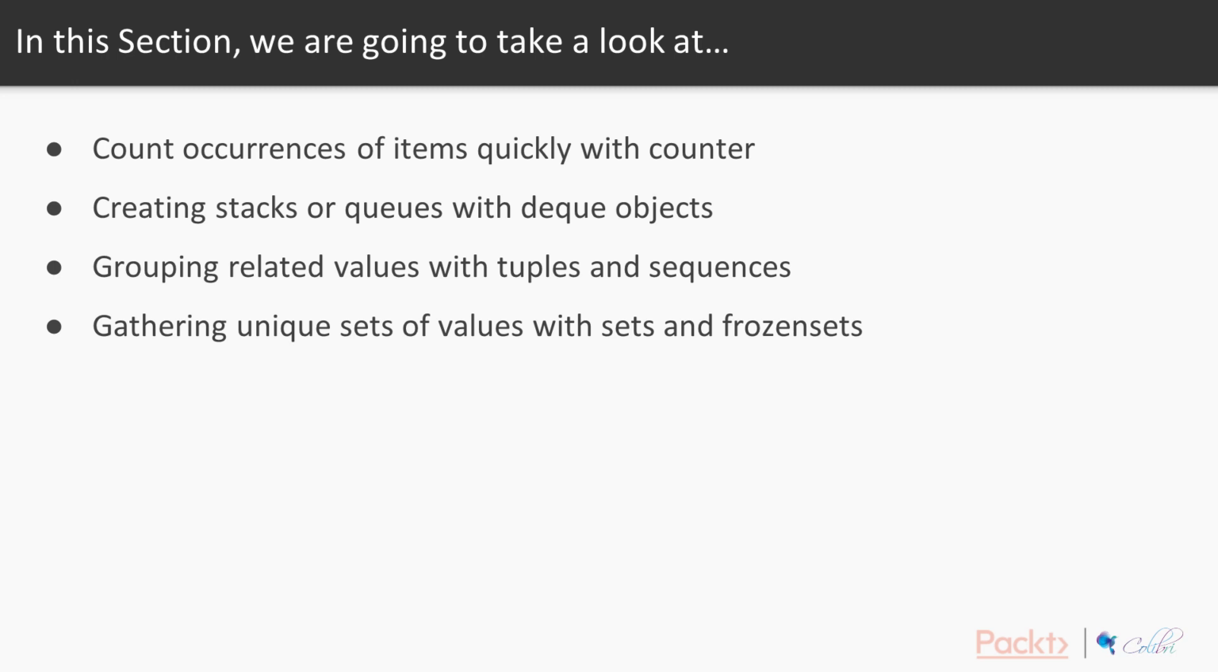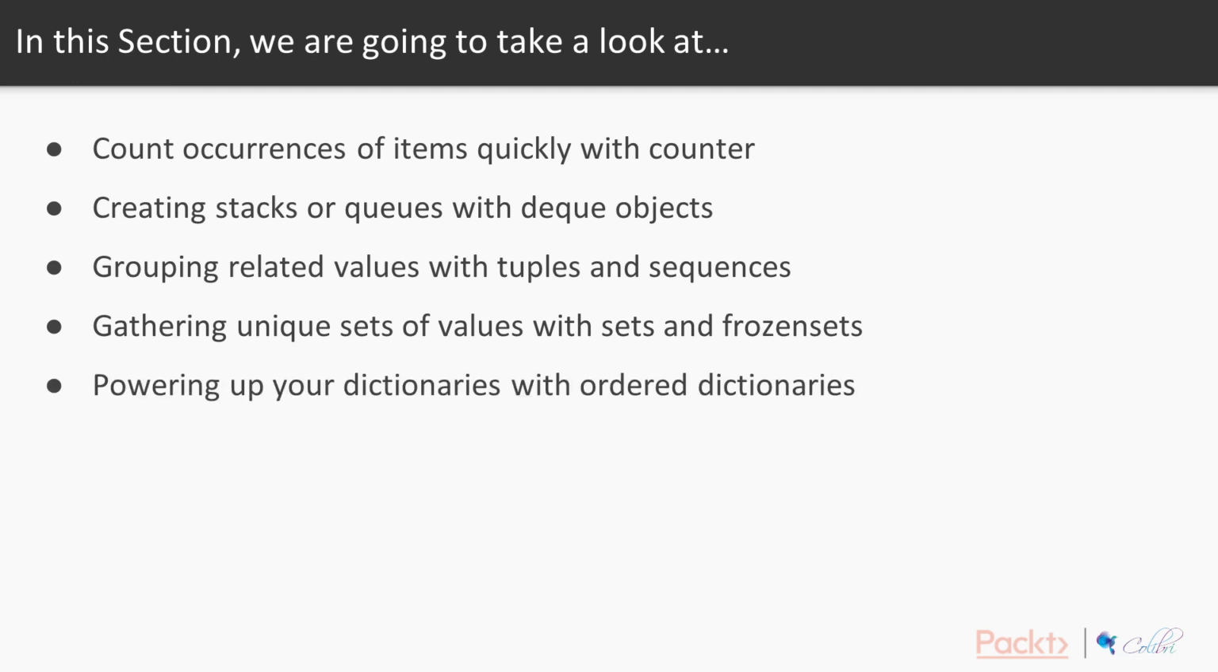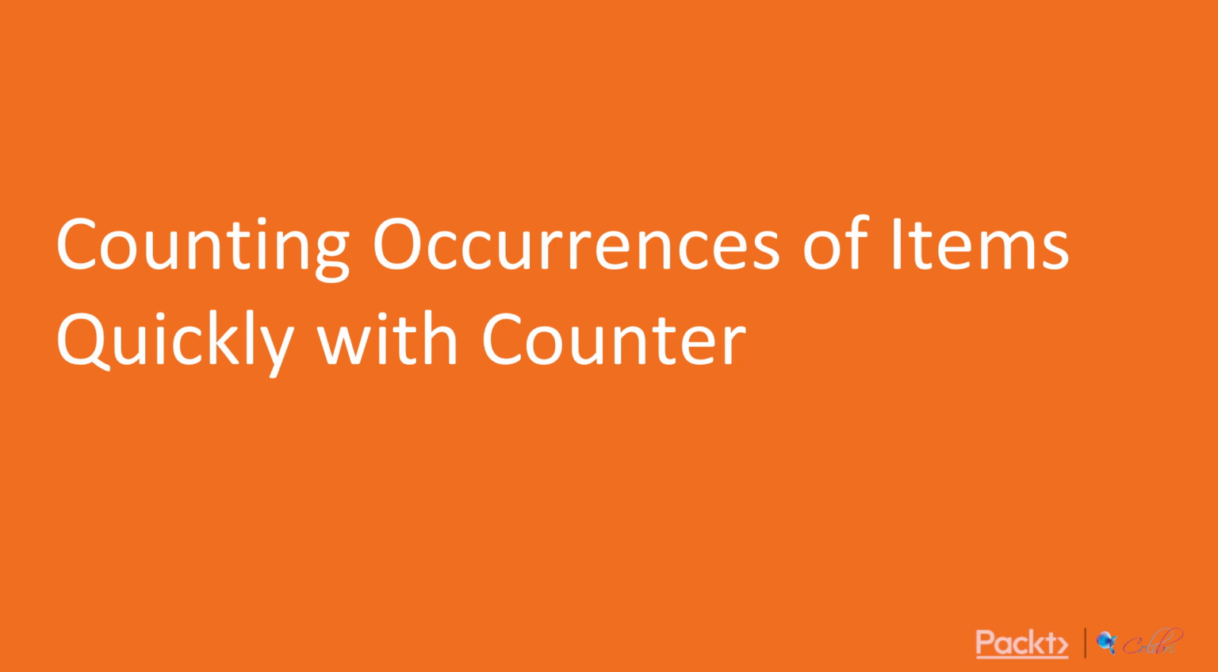Sets and frozen sets are very close to each other. They both enable you to find unique sets of items from lists and dictionaries, and also allow you to do typical mathematical operations on sets like intersection, join, and union. And the last thing we're going to look at is how we can power up our dictionaries with ordered dictionaries.